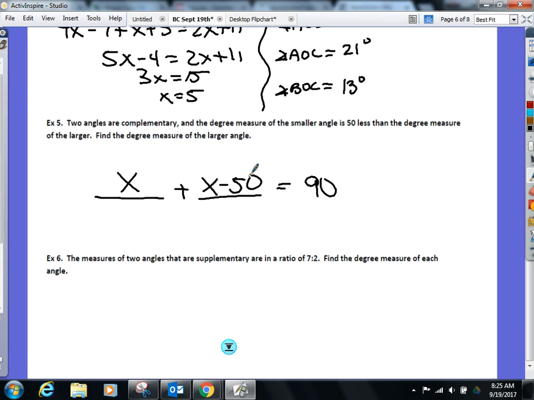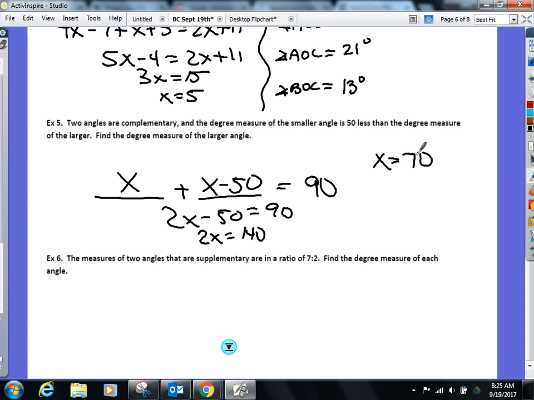Okay, so here we go. Everyone can solve this, no issues. 2x minus 50 equals 90. 2x equals 140. X equals 70.